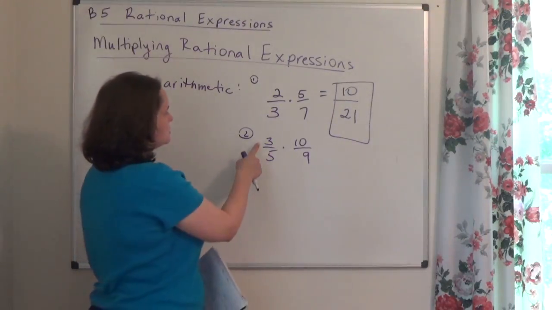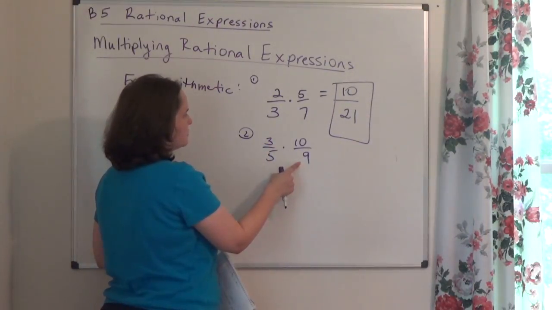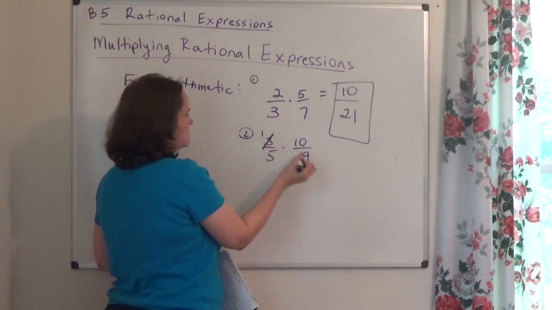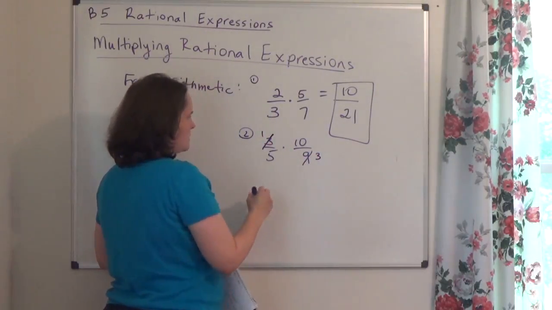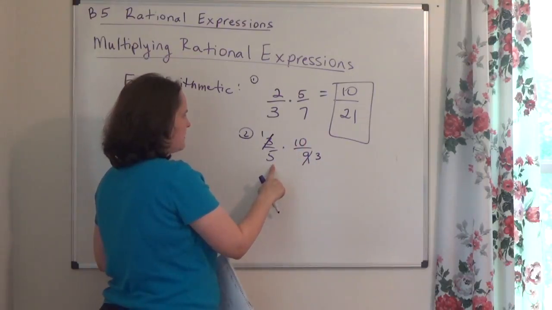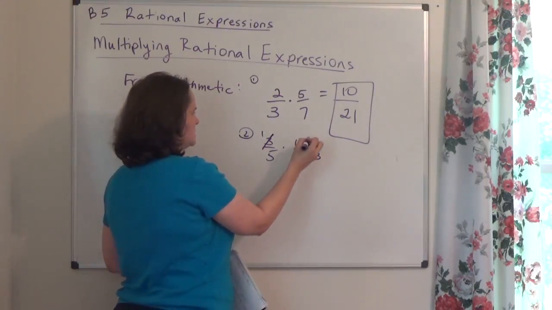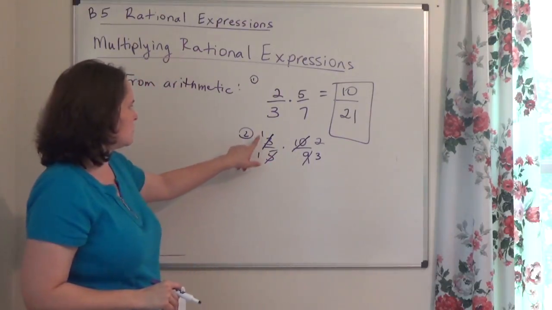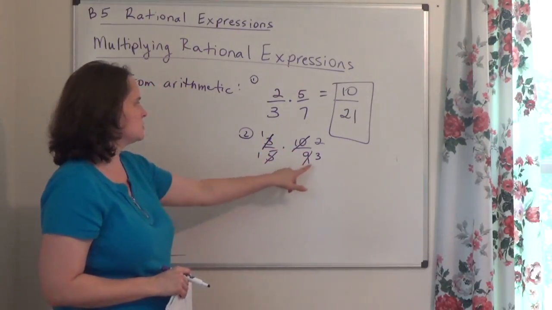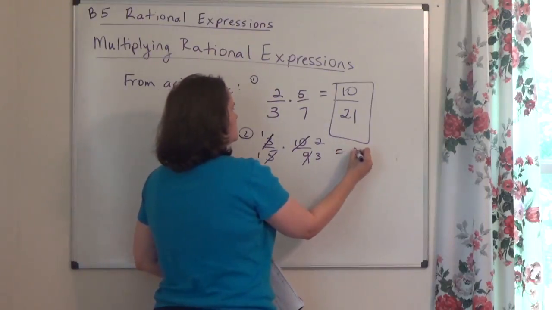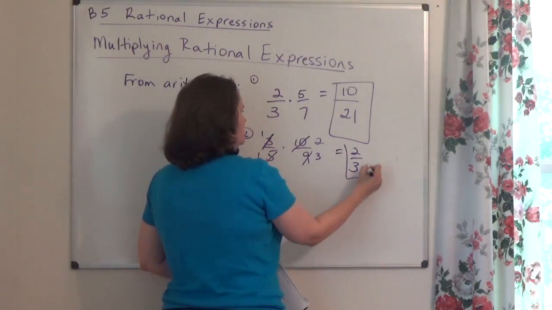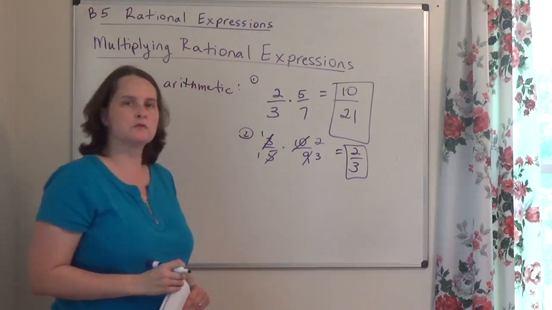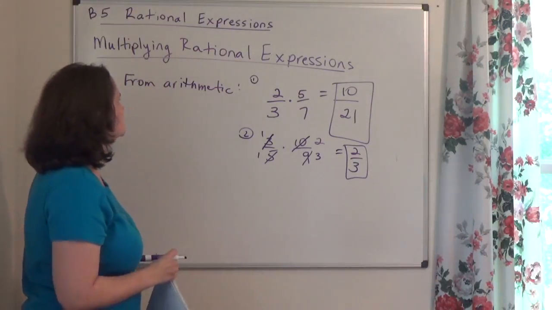So just looking crossways here, we have a common factor of 3. So that becomes a 1. 9 becomes a 3. And then 5 and 10 share a factor of 5. So 5 goes into 10 twice, and 5 goes into 5 once. So we're just left multiplying 1 times 2 on the top, 1 times 3 on the bottom. So our answer is 2/3. So we're going to follow those same rules for multiplying our rational expressions.